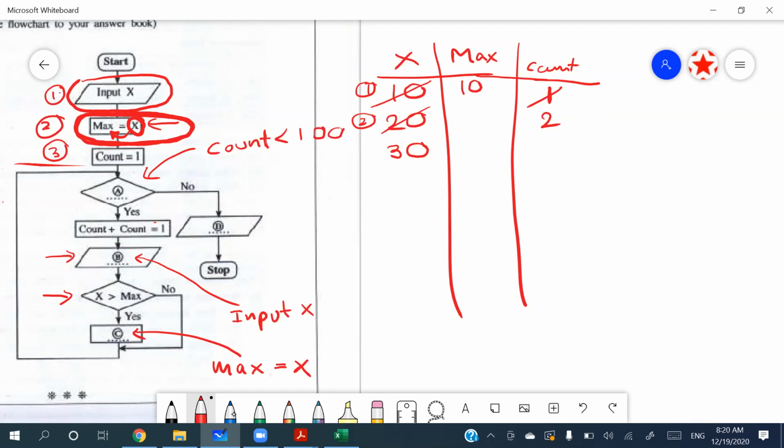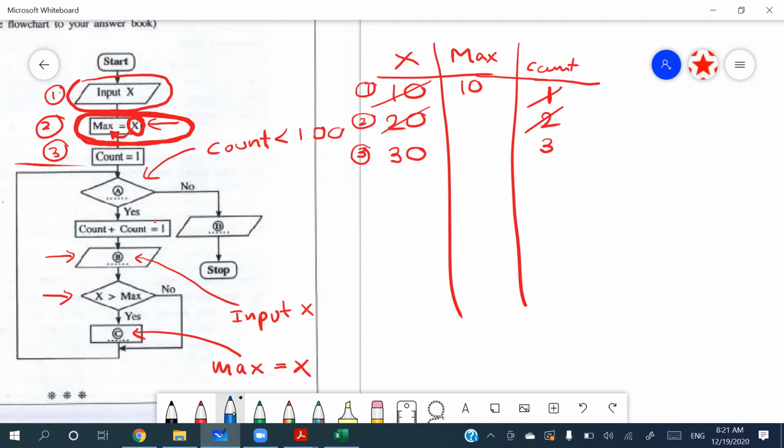I'm sorry, now 30 is not going to be there first. Your count will be increased to 3, and then they will ask for a number. So it will be 30, and it's going to be the third input. Now look at the relation between count and the input numbers.